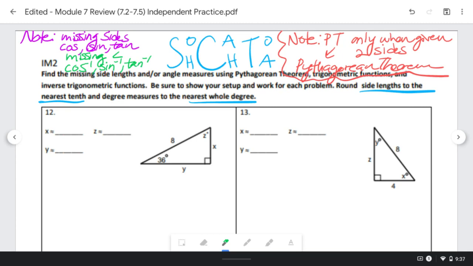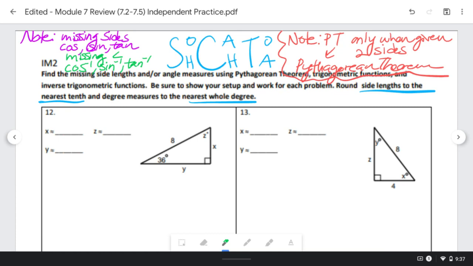When you're finding a missing side, that means you have the angle measurement, so you don't need to do the inverse trigonometric function. You're going to just use regular cosine, sine, and tangent. When you're trying to look for an angle, you have both sides given to you, so you're going to need to use the inverse function. Make sure you understand the difference between when you use the regular cosine, sine, tangent, and when you use the inverse of that.